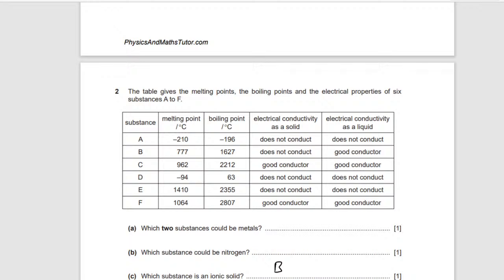Because it says similar to diamond. Diamond has a very high melting point, so it should be the same. Which two substances could exist as a simple covalent molecule? Okay, simple covalent molecule. Basically, both of them should not conduct electricity in any form. So that should be A and D. So the answer is A and D.